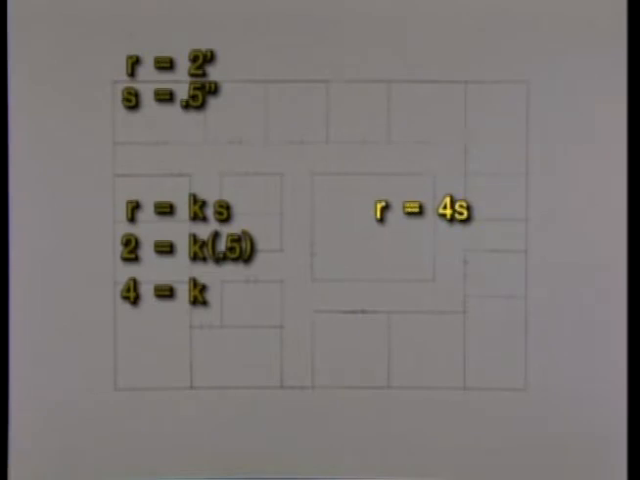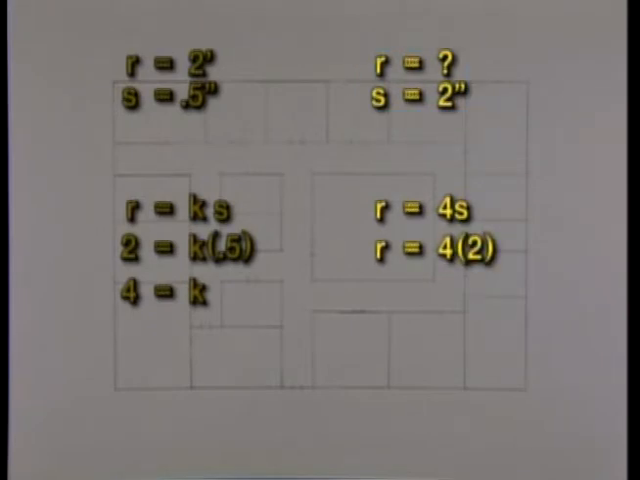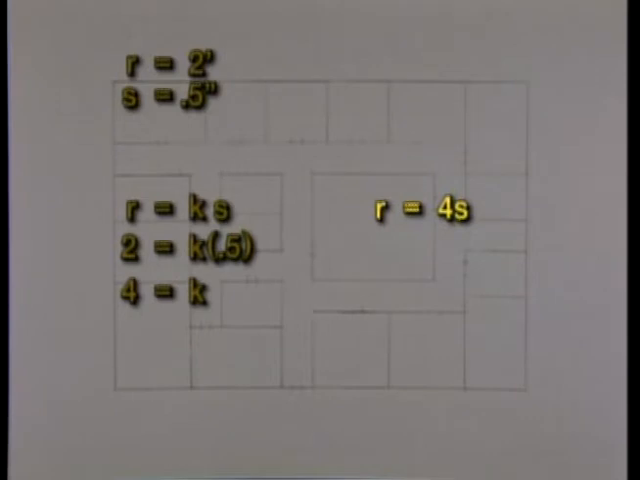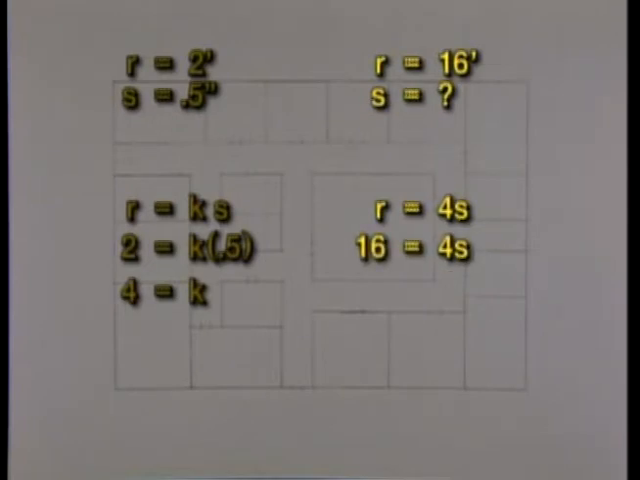Suppose a wall on the scale drawing is 2 inches long. S equals 2. You want to find the real length of the wall. In the specific formula, substitute 2 for S. Multiply by 4. R equals 8. The wall is 8 feet long. We can also use the formula to determine the scale measurement from the real size. Suppose we want to add a square room that measures 16 feet on each side. R equals 16. What would be the scale measurement? Substitute 16 for R. Then divide by 4. S equals 4. The scale drawing would be 4 by 4 inches.